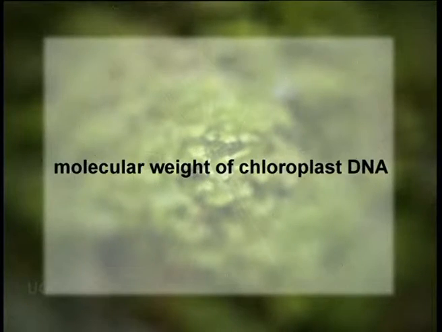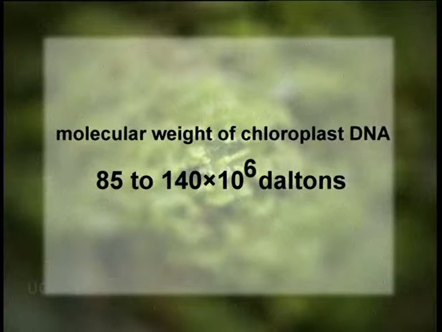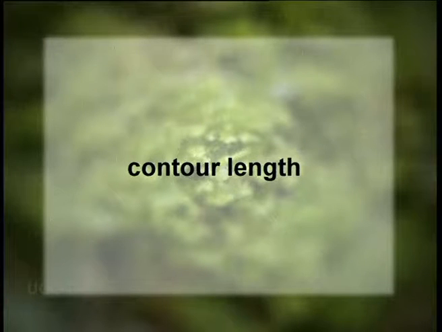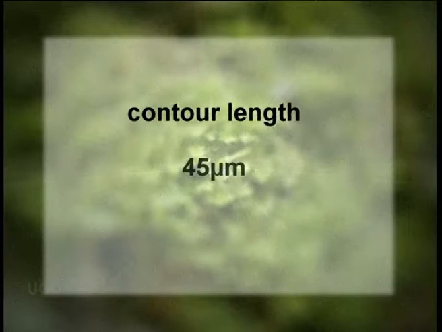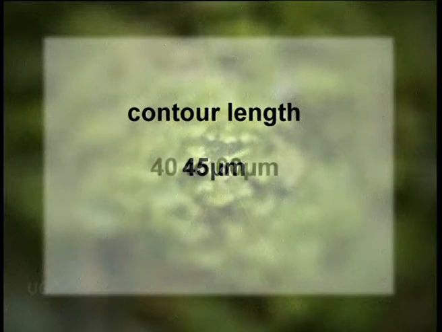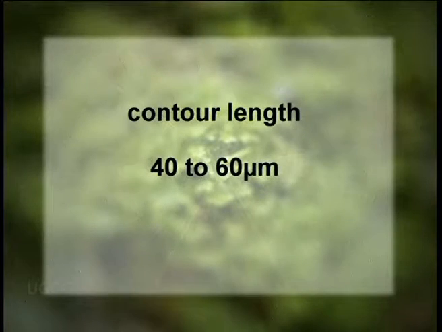The molecular weight of chloroplast DNA commonly range from 85 to 140 × 10⁶ daltons, depending on the species of organism. The contour length is frequently around 45 micrometer, but they range from about 40 to 60 micrometer, depending on the species. The isolated chloroplast DNA typically exists in a variety of forms and conformations. For example, some are unicircular and others appear as interlocked dimers.